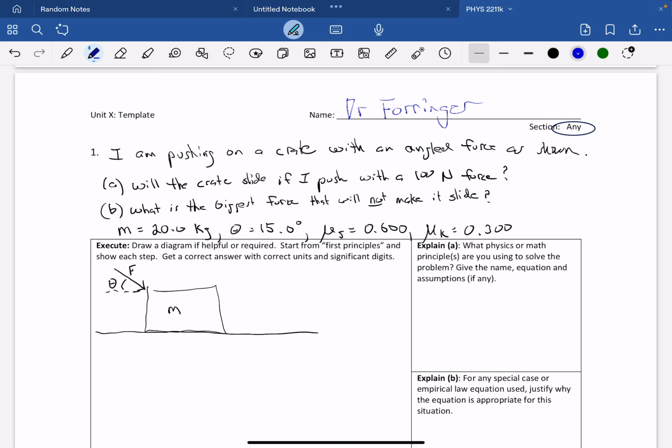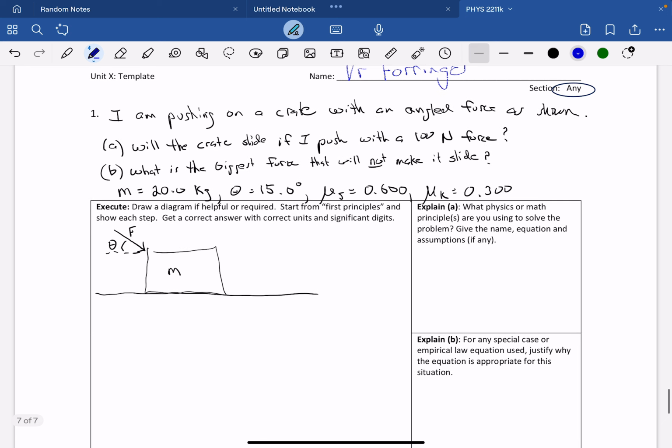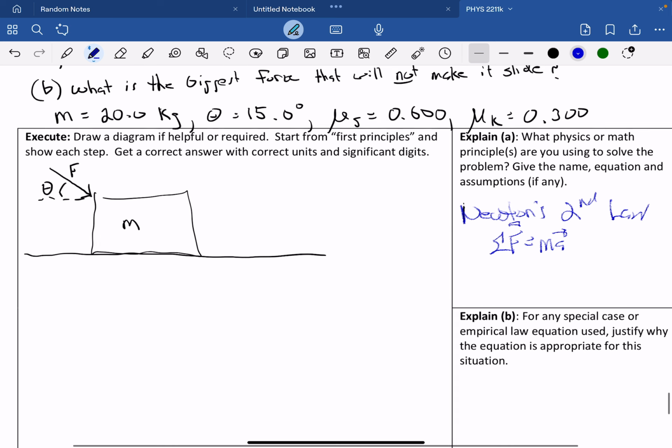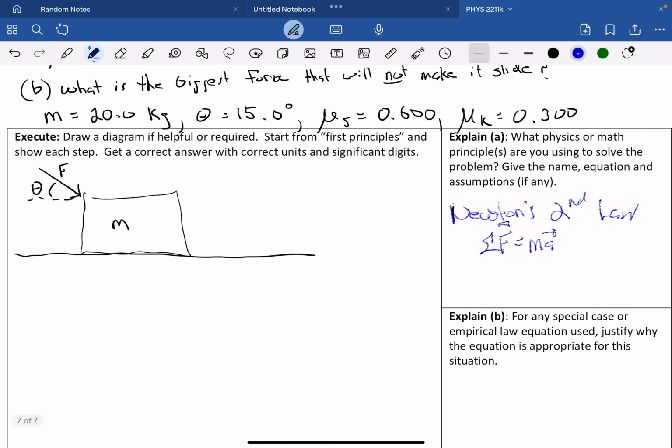All right, so this is primarily a Newton's second law problem. So I'm going to write that up here and explain it. I'm writing in that the sum of the forces is equal to mass times acceleration, because that is Newton's second law. So I gave the name and the equation for the physics principle that we're using.